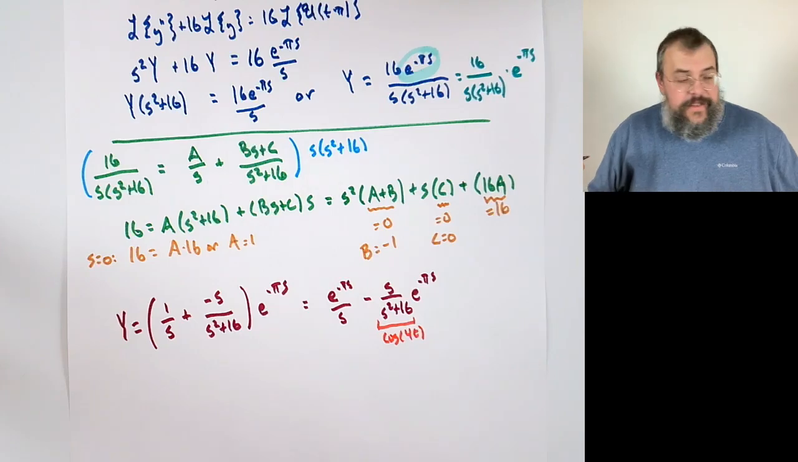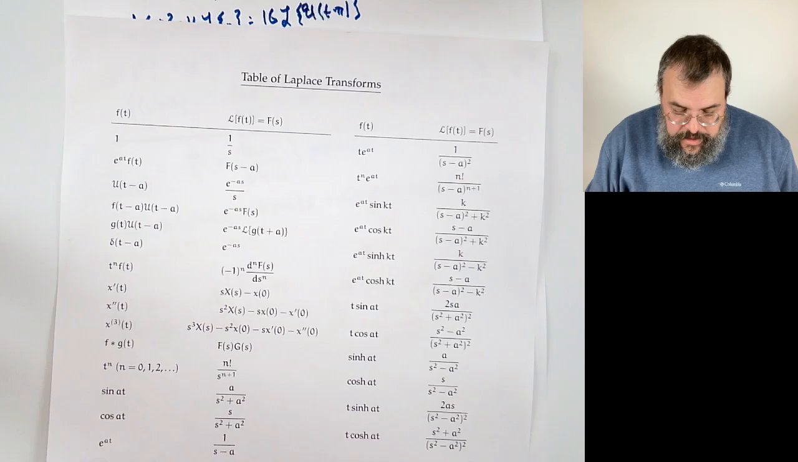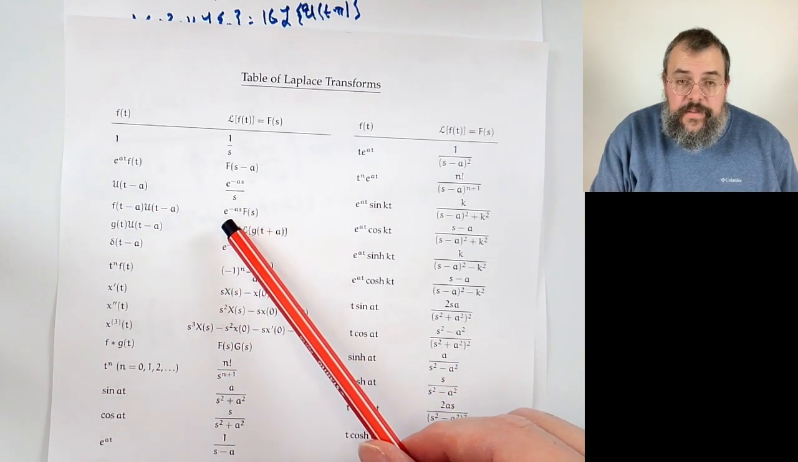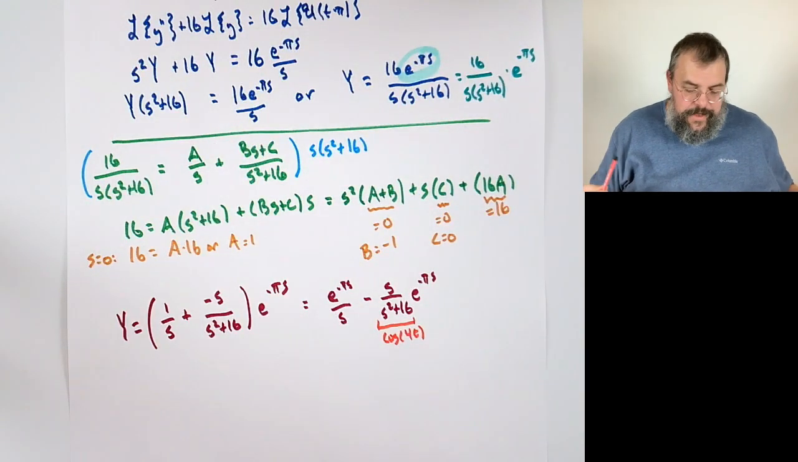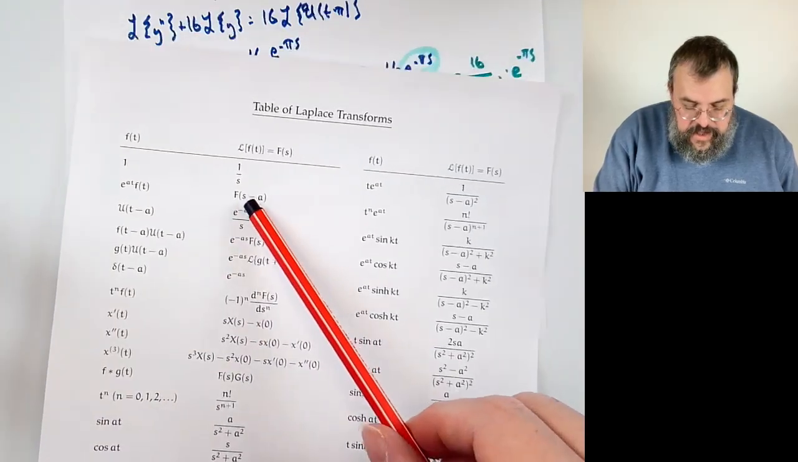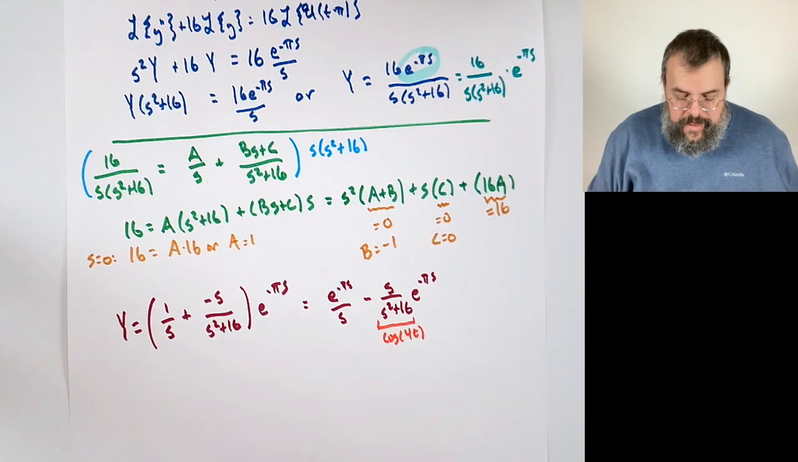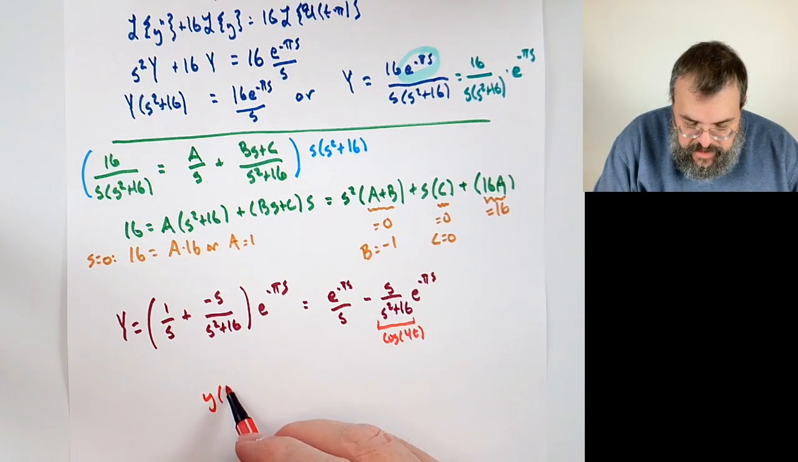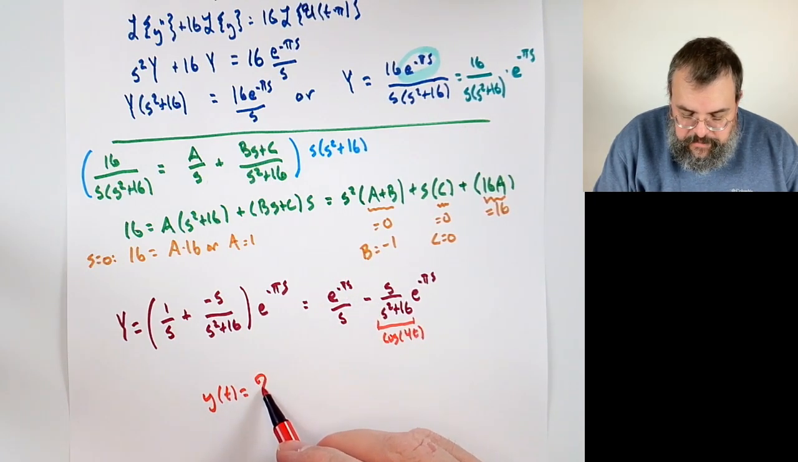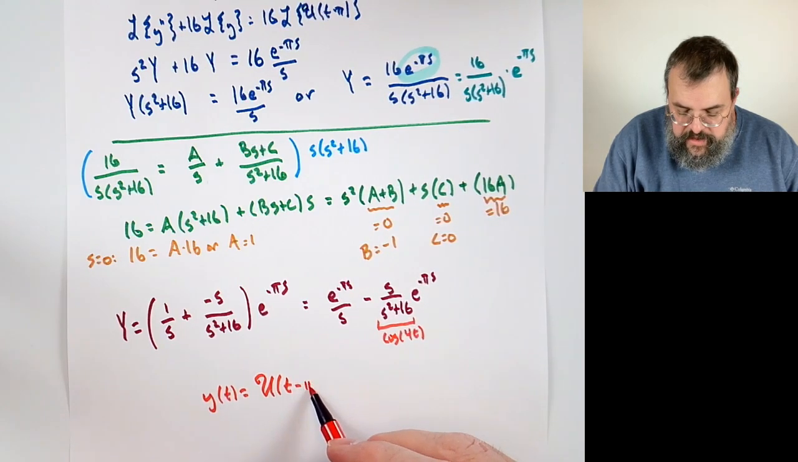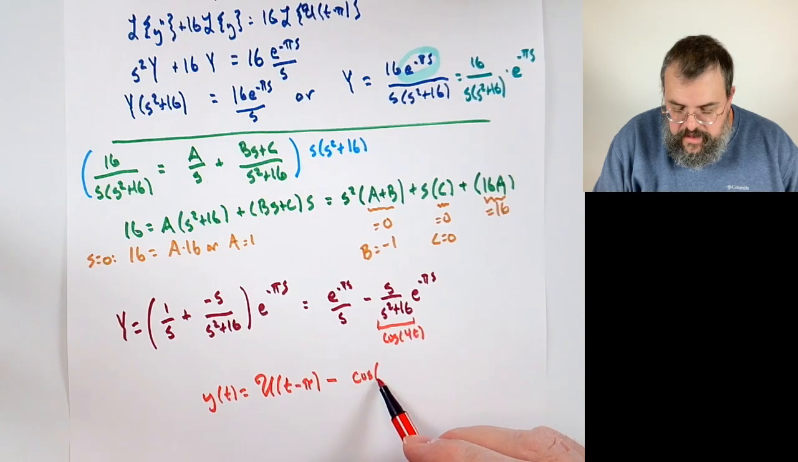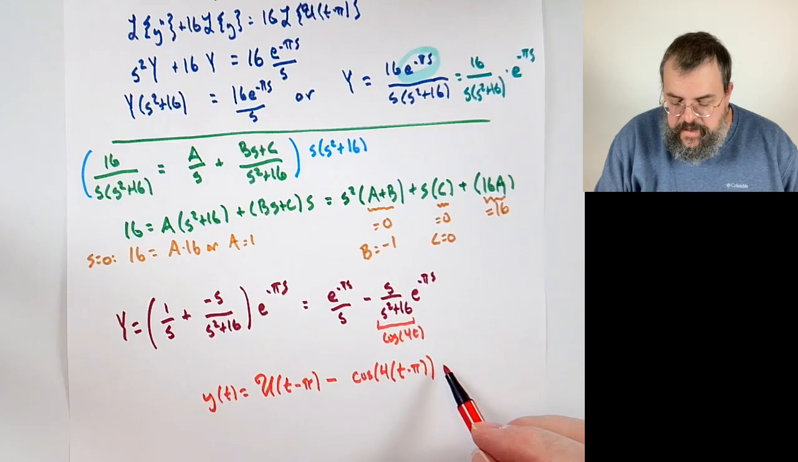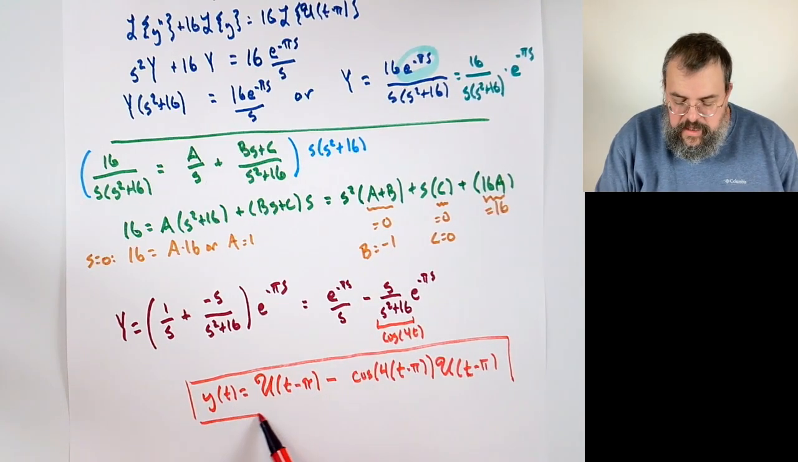Now, what happens because of that e to the minus pi s? Well, in that case, we come up to here. If you have e to the minus as times something, there's the shift and the unit step function that turns it on. So there's going to be a shift by pi. And e to the minus as over s is the unit step function t minus a. Okay, so taking the inverse Laplace, we get that y of t is equal to the unit step function of t minus pi, minus the cosine of 4t minus pi and the unit step function of t minus pi. And there is a perfectly lovely answer.